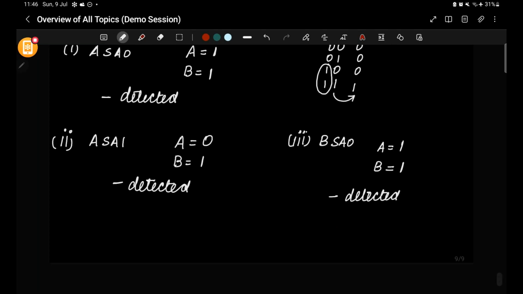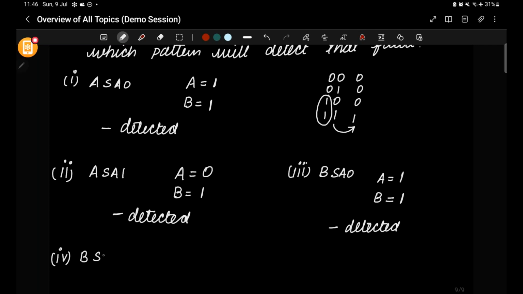Next, we will see the B stuck at 1 fault. So assume a fault, that is B stuck at 1. Apply the opposite value, so in the B net it will apply 0. In the A net it will write a value so as to propagate the value in the B net to the observation point. So A has to be 1. So the 1 0 pattern is actually not provided to us. Hence this is not detected. B stuck at 1 is not detected.